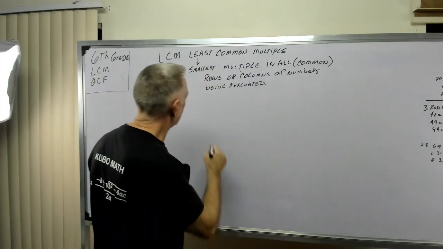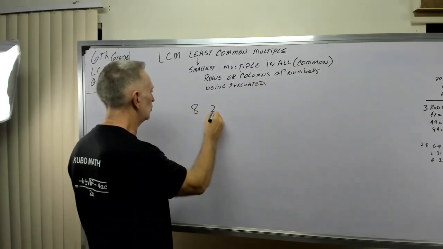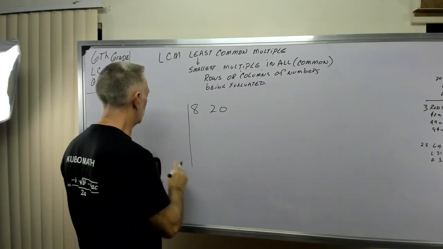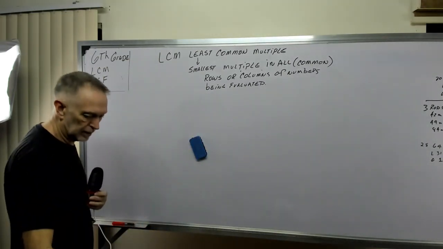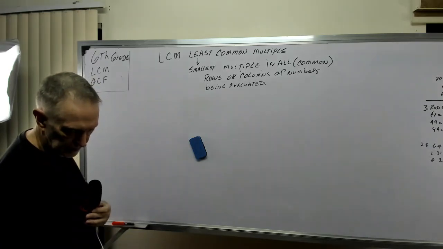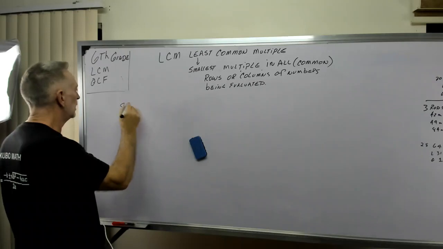Okay, all right. Let's pick a different problem here. What about 8 and 20? We'll start with some easy ones here. 8 and 20. Let me get over here. All right, 8 and 20.